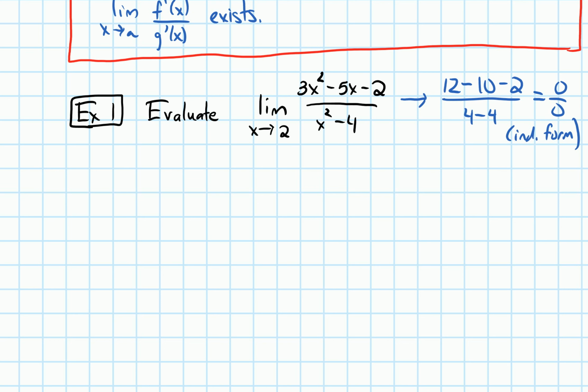Indeterminate form. So first, let's do this using our previous knowledge. I'll call this method 1. Method 1 is going to be, let's simplify. This is using our Chapter 2 knowledge of limits.